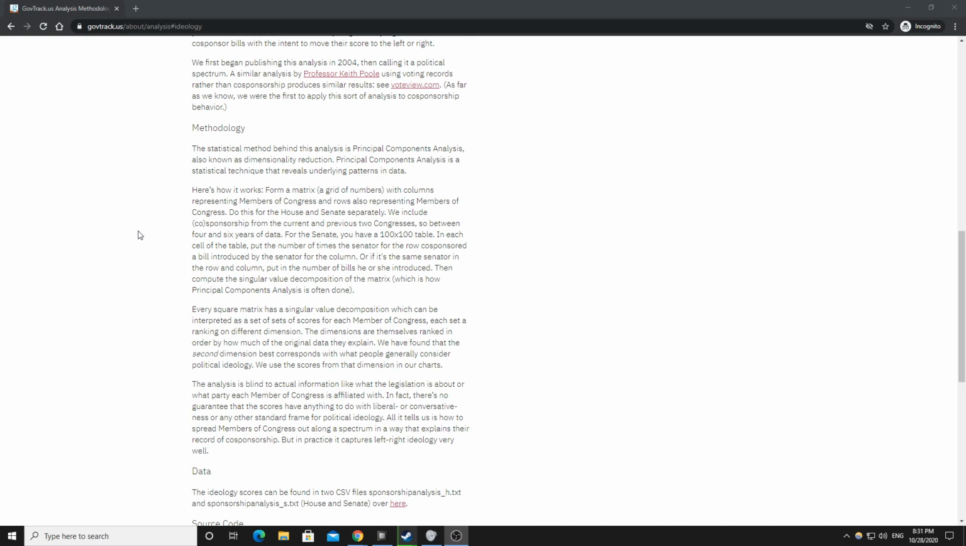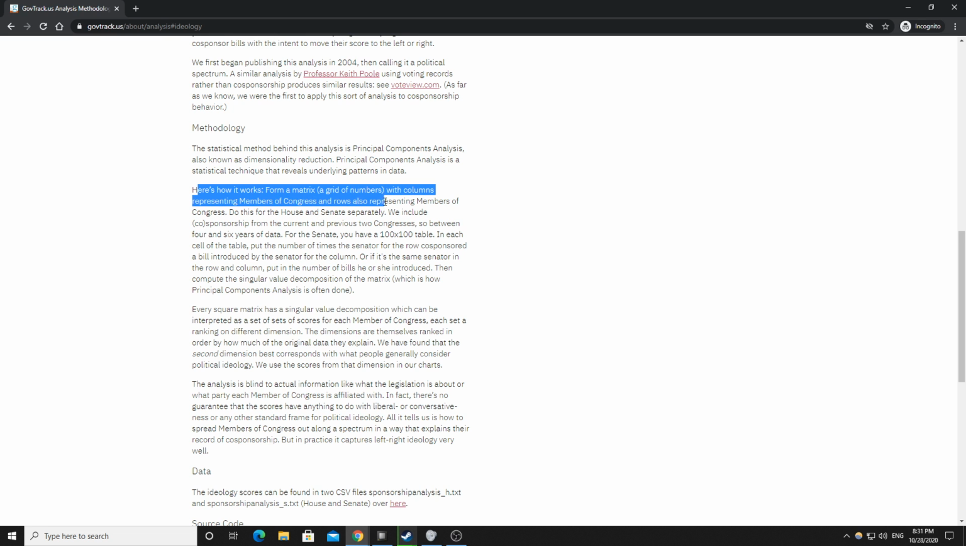Okay. So mind you, this is the thing that was referenced in the 60 Minutes interview. This is the big piece of evidence that Kamala Harris is the most liberal senator, even more liberal than Bernie Sanders. Okay, so I'm going to read the methodology here. Let's skip to the fun part. Okay, here's how it works. Form a matrix, a grid of numbers, with columns representing members of Congress and rows also representing members of Congress. Do this for the House and Senate separately. We include co-sponsorship from the current and previous two Congresses, so between 4 and 6 years of data.